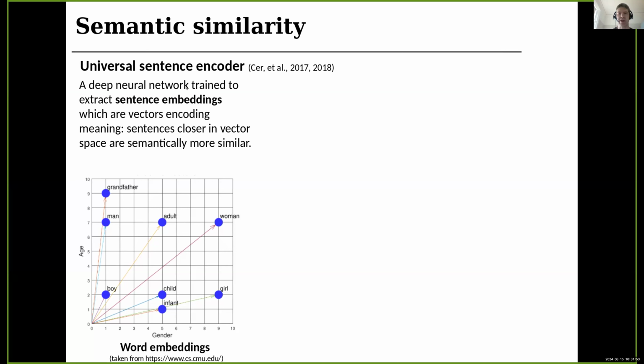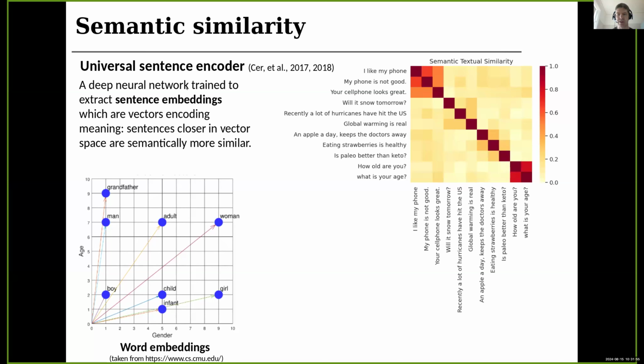But what about different languages? Sorry. Here, this is an example for comparing sentences. So something like, I like my phone, the phone is not good, the cell phone is great. These sentences are similar, or these sentences down here, how old are you, what is your age, are similar.